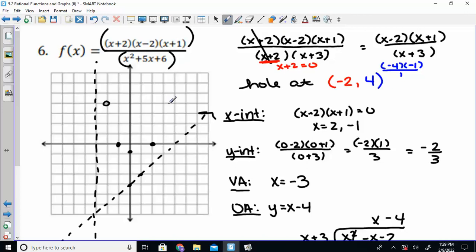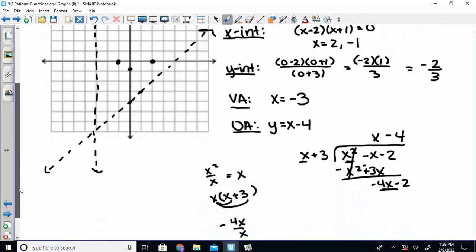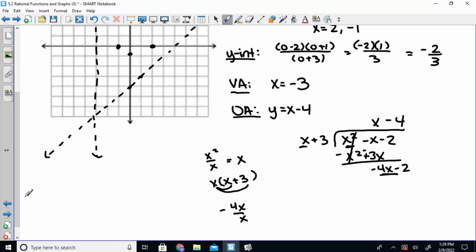Can you scroll that down? So you don't finish the division? No, you just need to get your x and your constant, and then you can stop. You don't need the whole thing. And that'll always be the case with the oblique. You can finish it, you just don't have to. That was confusing me because I thought you did.